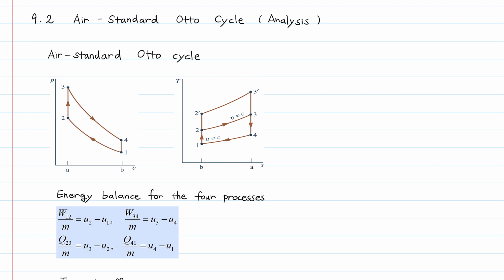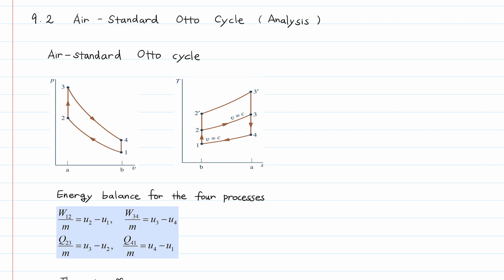9.2 Air Standard Otto Cycle Analysis. The air standard Otto cycle is modeled as a closed system. We neglect the changes in kinetic and potential energies. Using the energy balance equations, we got the following work and heat transfer relations in each process.